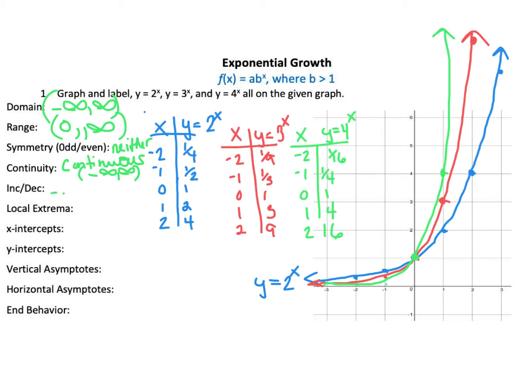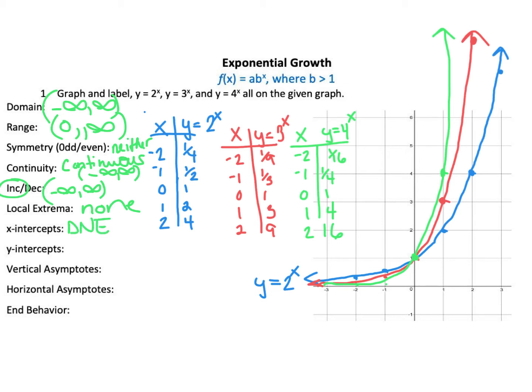Increasing, it is always increasing from -infinity to +infinity. How about any extrema? Well, it doesn't have any. It just continually increases. We've got no peaks or valleys, so I'm going to say none. How about x-intercepts? Well, that also has none, or they do not exist. It's not going to cross the x-axis.